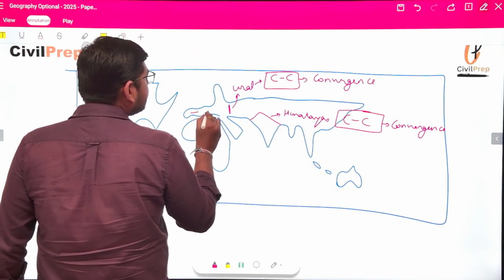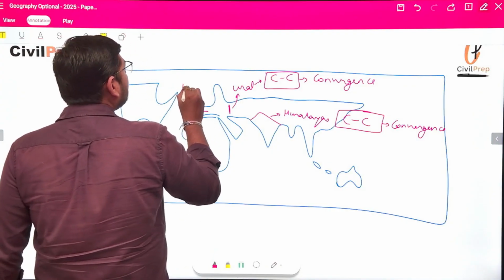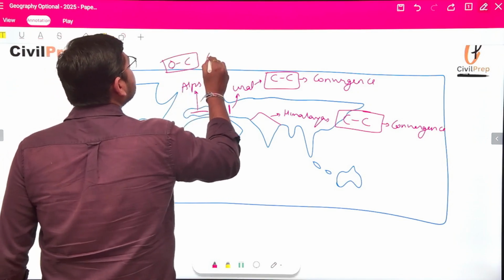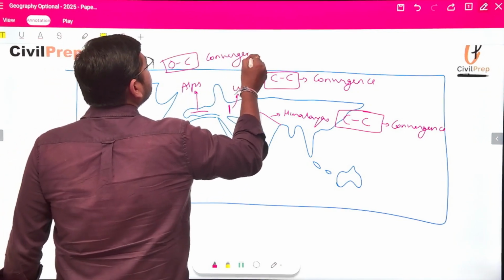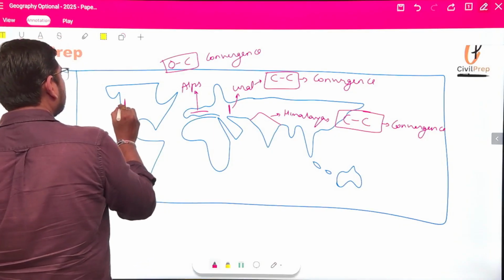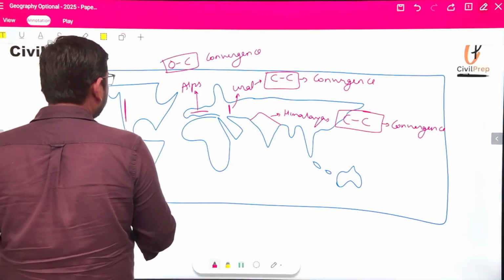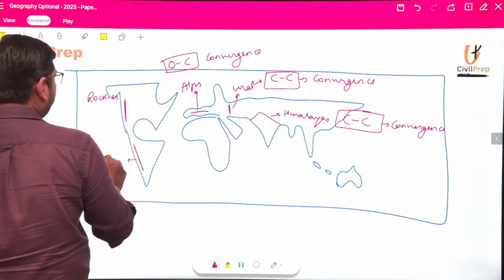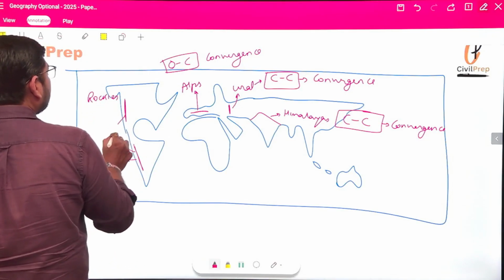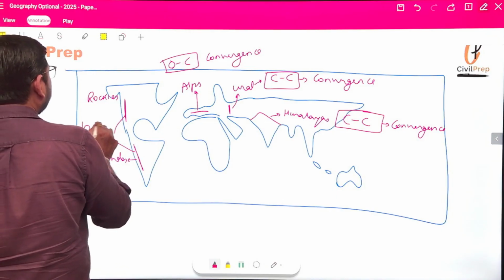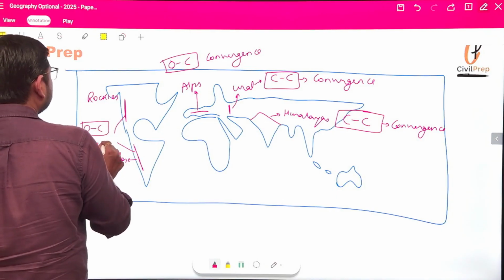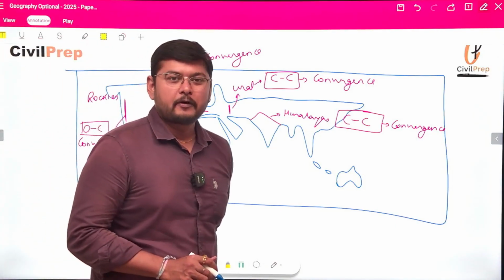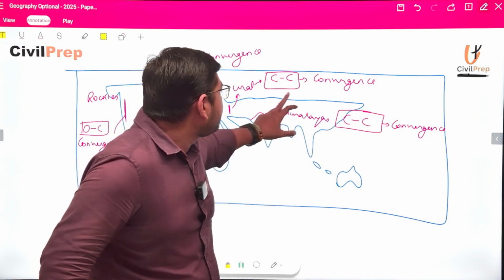Here we have the Alps. So the Alps is basically part of oceanic continental convergence. Here we have the Rockies and Andes. Both are also part of oceanic continental convergence. So in these regions we'll see that the nappes are normally found, where the orogenic belts of the world are present.